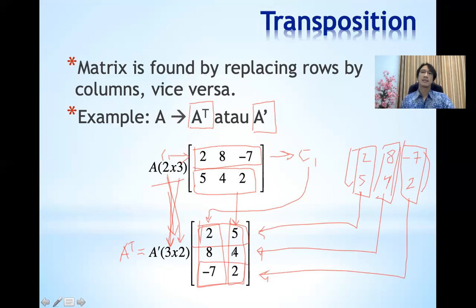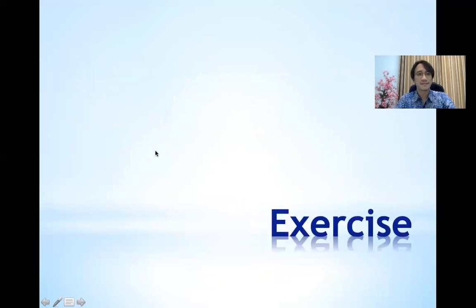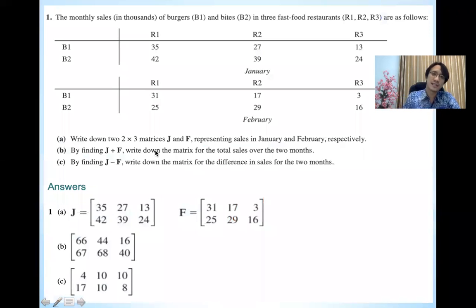See? So it's up to you. See from the side of column and move it or change it, replace it, become the row, or from row become a column. The result must be the same. And the most important thing is the order must be vice versa, or 2 times 3 become 3 times 2, 3 times 4 become 4 times 3, etc. So this is the exercise.